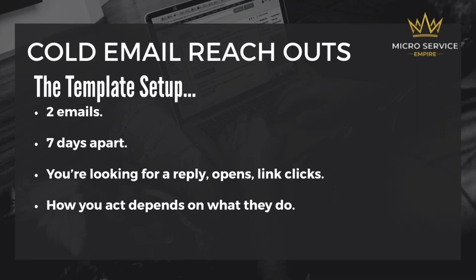You're already at a disadvantage because you're just somebody behind an email address. When I do a donut drop, I'm not at that disadvantage because I'm in their office. I'm a real person they have to deal with. With email, it's as simple as closing an email down. So you better do some good things in that email to get their attention and to bond. Okay, so we've got two emails. The emails come in 7 days apart. You're looking for replies, opens and link clicks, and how you act depends on that.